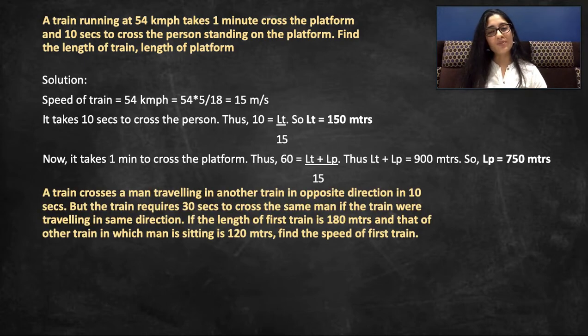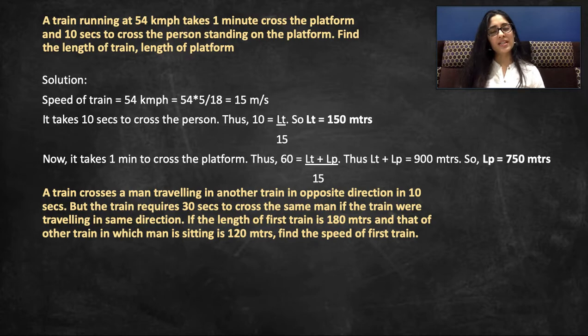Let's look at this one more question. A train crosses a man traveling in another train in opposite direction in 10 seconds. But the train requires 30 seconds to cross the same man if the train were traveling in the same direction. If the length of first train is 180 and that of second train in which the man is sitting is 120, find the speed of the first train.